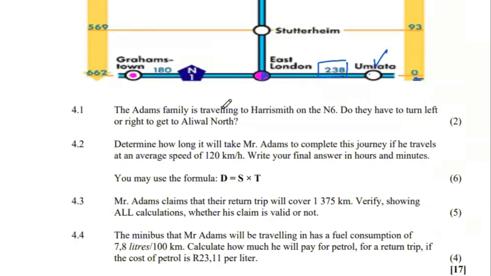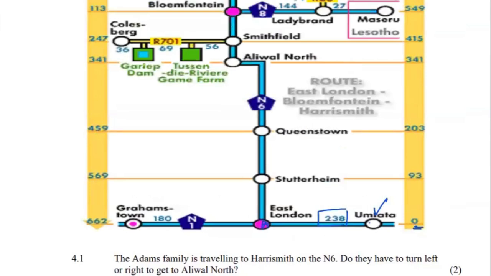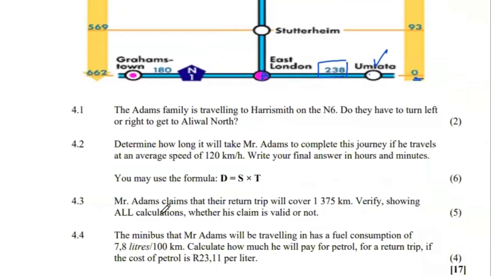So we come down and we find out. The Adam family is traveling to Harry Smith on N6. Do they have to turn left or right to get to Alwan North? Remember, they are from Umtata, they are going up there. So when they reach here, are they turning left or right? They are turning left because you are heading like that. This other side is a right and this other side is a left. So the answer there is left.